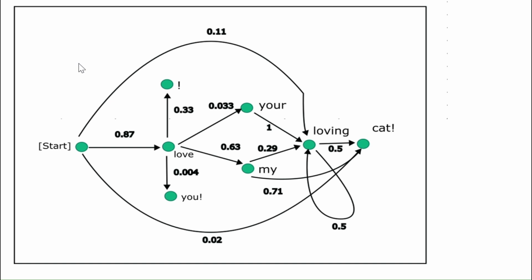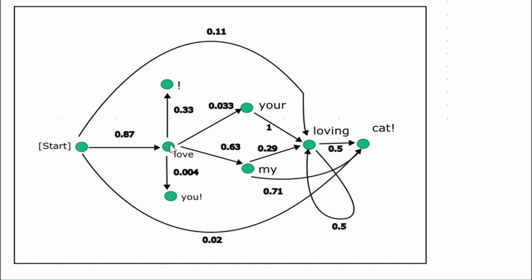The way the Markov Chain Monte Carlo works is it's a system of word connections. The start word is here and doesn't contain any word at all. And from the start position, there is an 11% chance that the next word will be loving, an 87% chance that the next word will be love, and a 2% chance that the word will simply be cat without any other words in the statement.